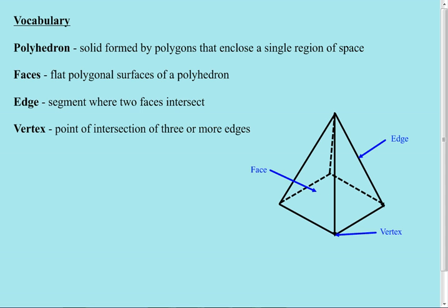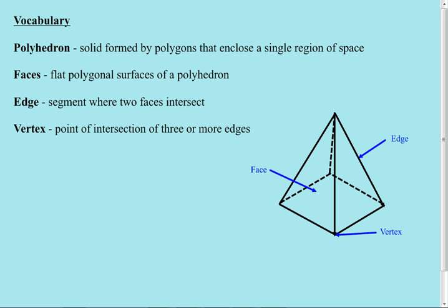It's a solid formed by polygons that enclose a single region of space. So they take up space. In this case, it's just a pyramid. And so we can name these polyhedrons. I've always been used to polyhedrons that have the same shape for all the faces. That's what I think of when I think of a polyhedron.